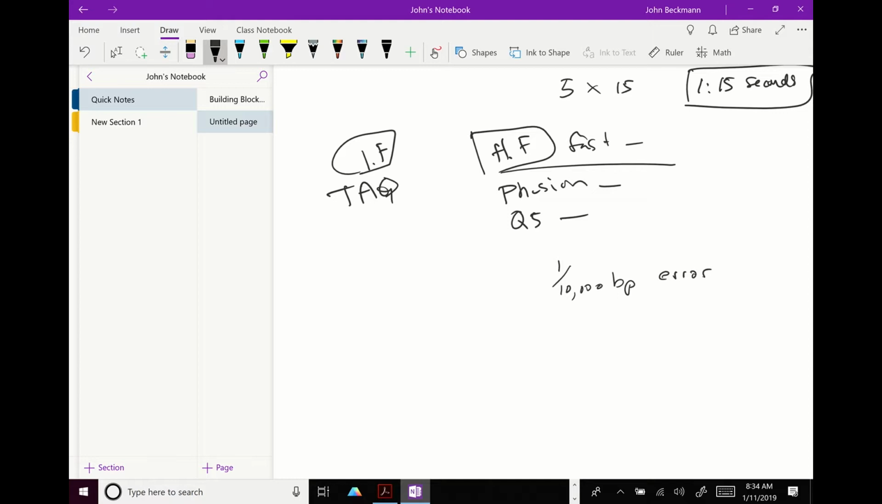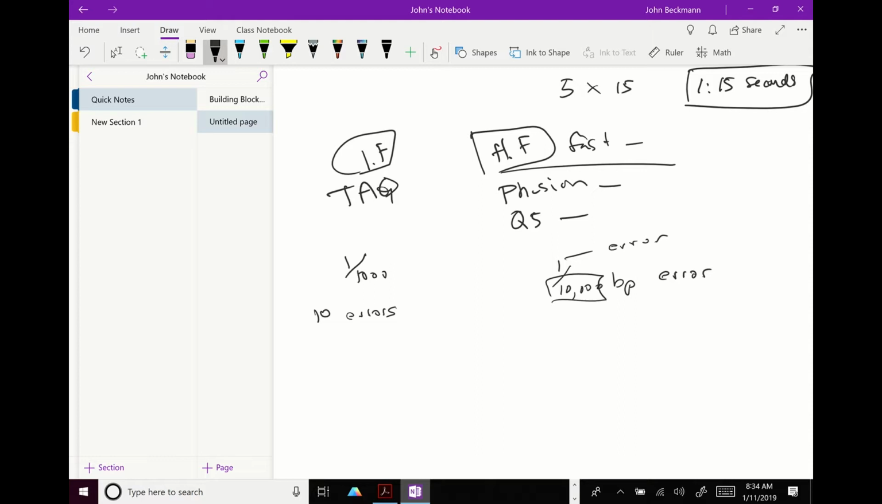So if you amplify something that's 10,000 base pairs with one of these polymerases, you're going to have one error. Taq is 1 every 1,000. So Taq would give you 10 errors in your PCR product if you amplified a product that was 10,000 base pairs. Okay, so you need to know that.